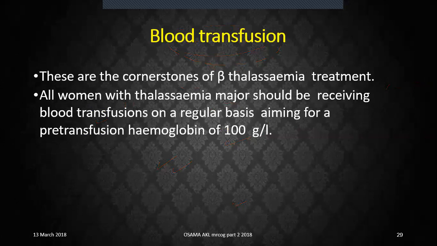Blood transfusion is the most important method for treatment. The woman has anemia and she has hemolysis. We can give her blood transfusion. It's the most important point for management. Our target is to always keep her hemoglobin above 10 gram per deciliter, so more than 100 gram per liter.